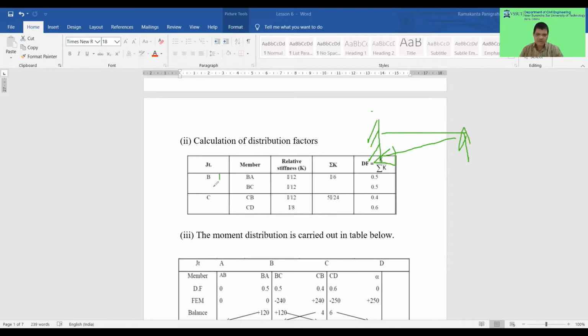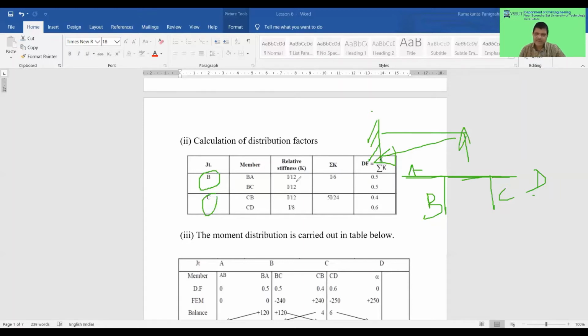If we do the calculation for joint B and joint C, there are two members meeting at each joint. At joint B the members are BA and BC, and at joint C they are CB and CD. Now, what are the values of relative stiffness? You can take I by L, or you can take 4I by L. It depends on whether you find the relative stiffness or the stiffness of the member. K by sigma K will give the distribution factor.